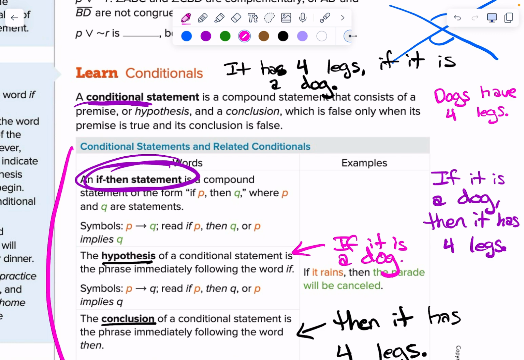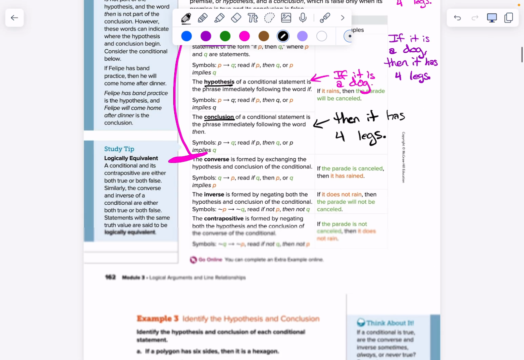Are you listening? If I write it in this form, it does not matter that I've switched the 2 around. The if part is still the hypothesis part. The then part is still the conclusion part. Got it? The conclusion sometimes comes first and the hypothesis comes second. The if part is always the hypothesis, even if I write it backwards. Yes? Okay. Do 2 through 16 evens. Go.